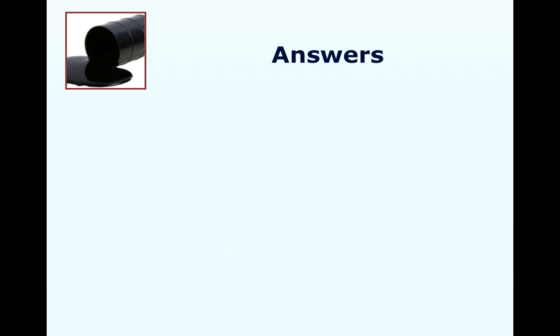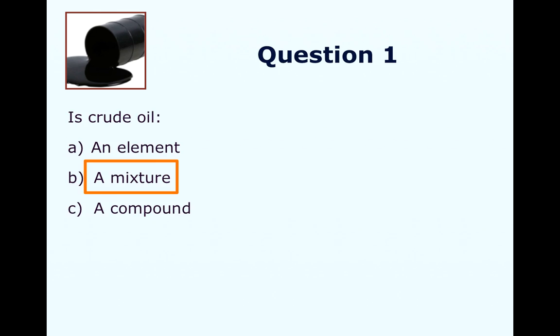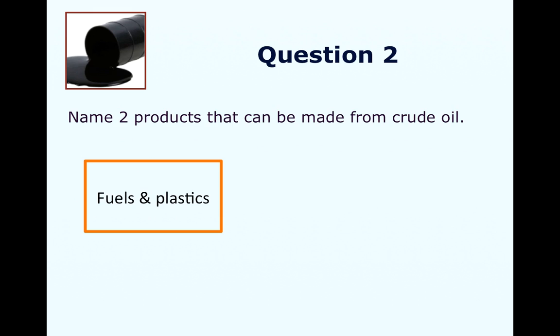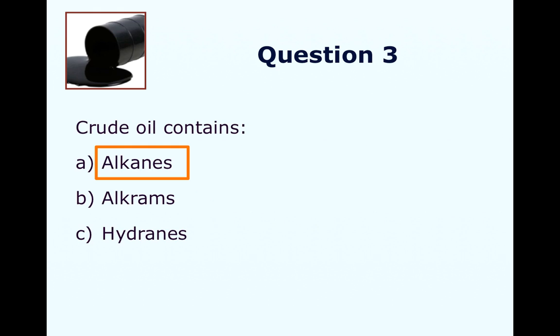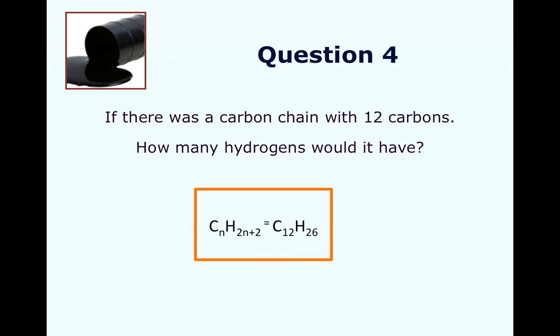Here are your answers. Crude oil is a mixture. The 2 products that can be made from crude oil are fuels and plastics. Crude oil contains alkanes. And to calculate the number of hydrogens in a 12 carbon chain, you need to use the general formula, and the calculation is shown on the screen for you.